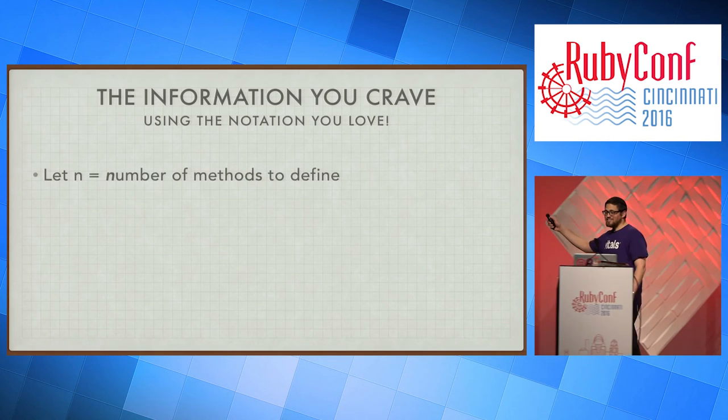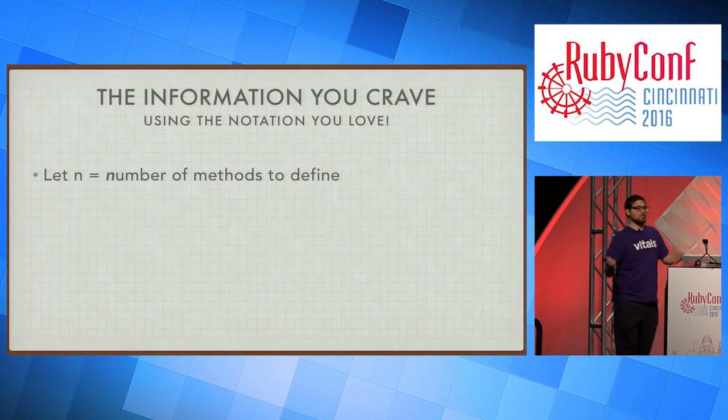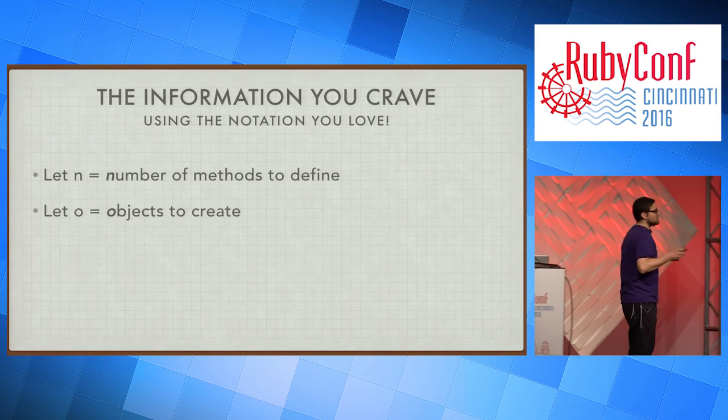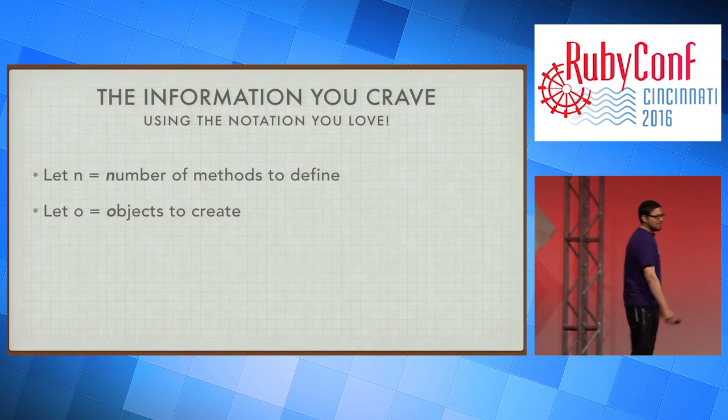Let's define our terms. N is going to be the number of methods that you have to define, which is just 2 times the number of attributes, right? One getter, one setter apiece. O is going to be the number of objects that you want to create.